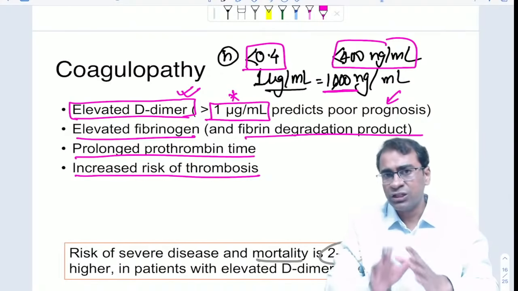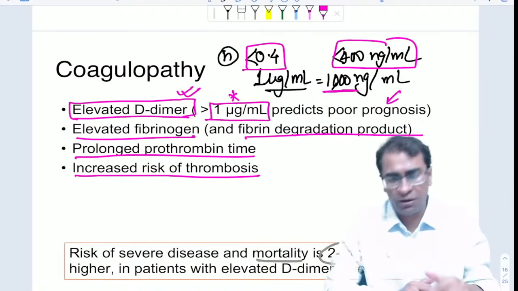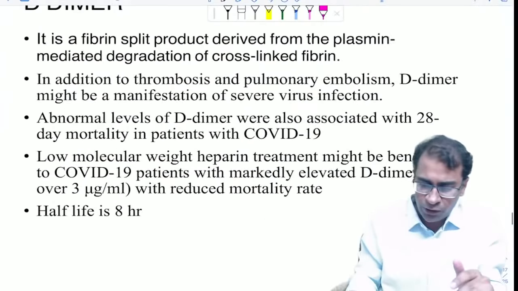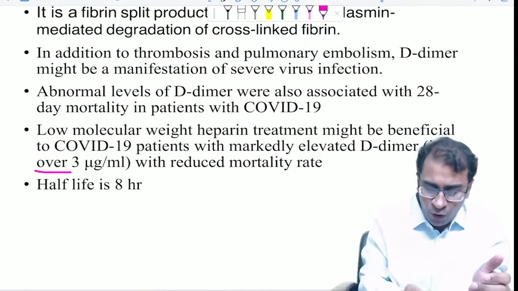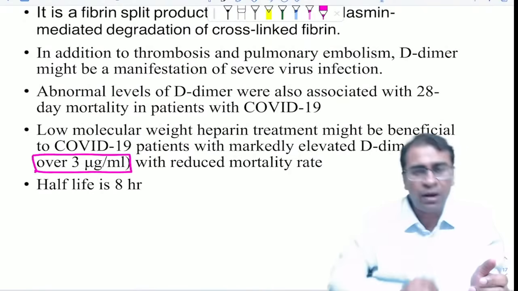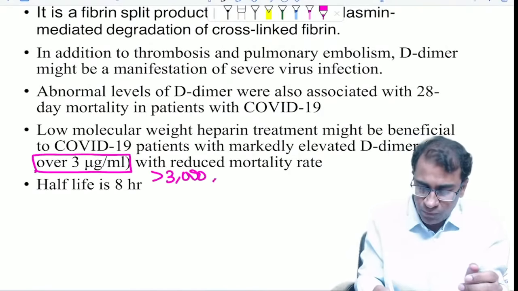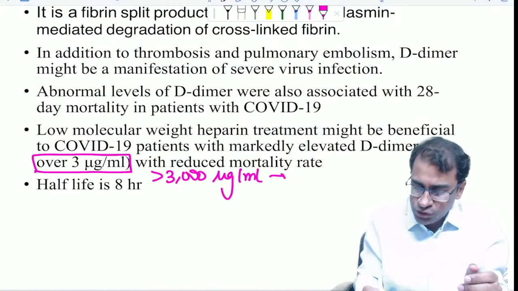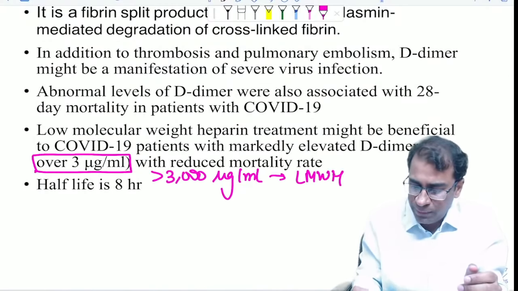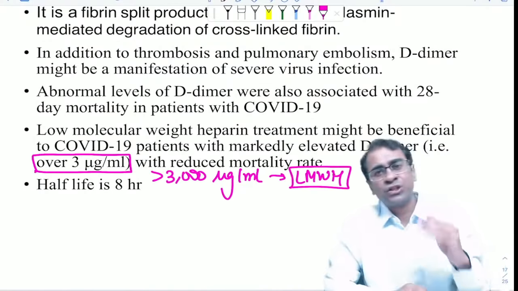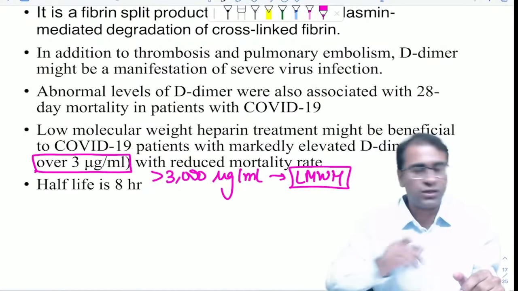In patients, they often start enoxaparin, that is low molecular weight heparin, if the value is over 3 microgram per ml. That means with more than 3000 nanogram per ml, you start low molecular weight heparin. And when you give this, the risk of mortality really comes down.